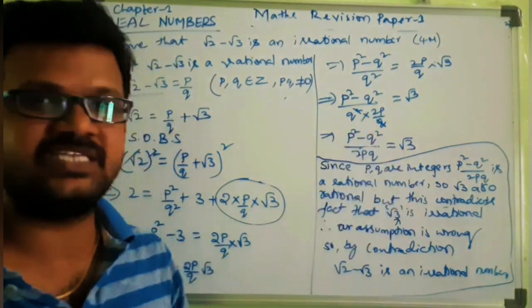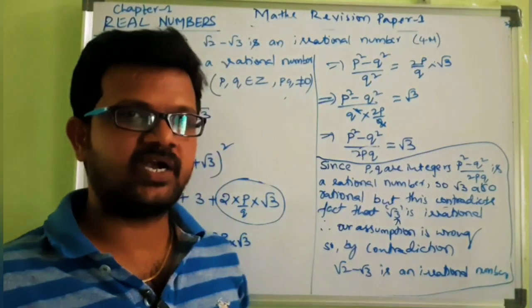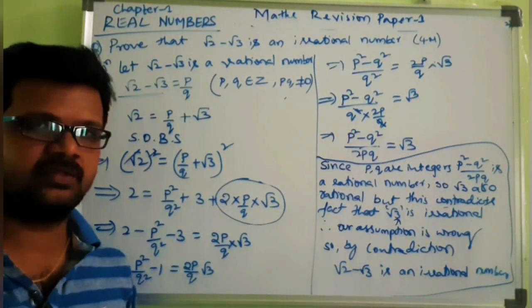What is the fact? Root 3 is irrational. So our assumption is wrong. So by contradiction, we can say that root 2 minus root 3 is an irrational number. 4 marks question.